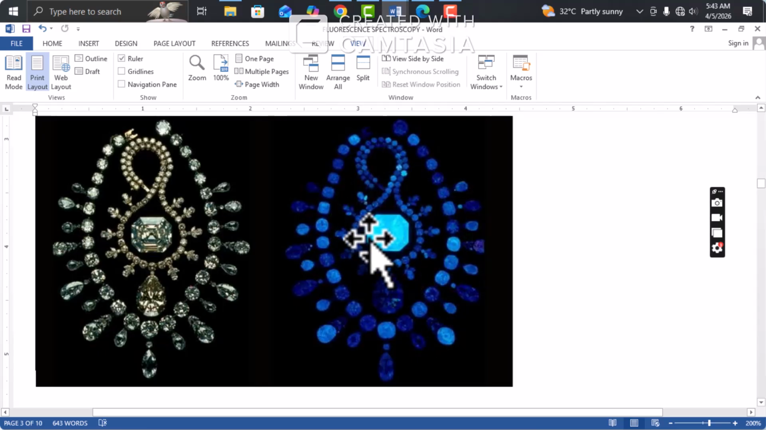So this is what fluorescence is. You have to subject a material to an external radiation to get a fluorescence emission. So this is the fluorescence emission given off when it is subjected to UV radiation or UV light. Here it is under white light, here it is under UV light, so you can see the difference. So this is one of the ways to know whether the diamond is original or fake.